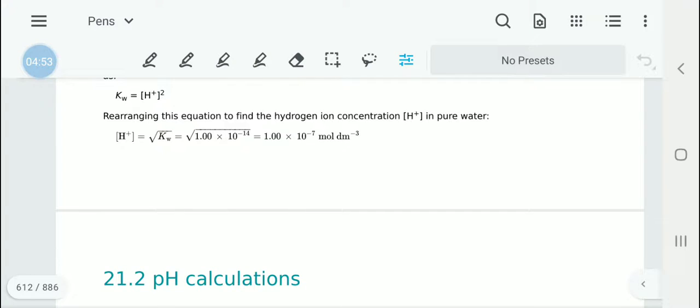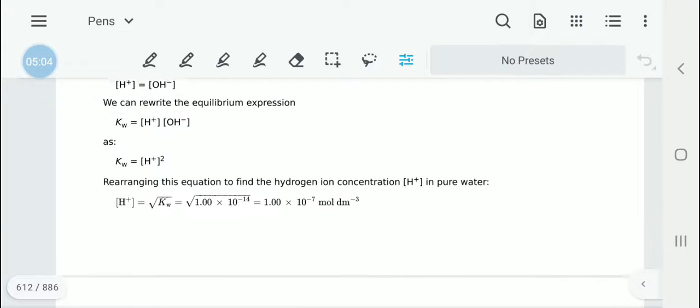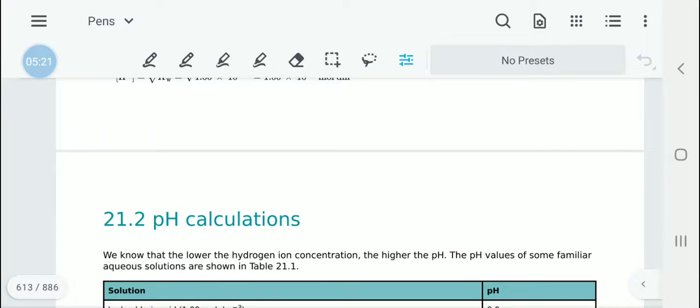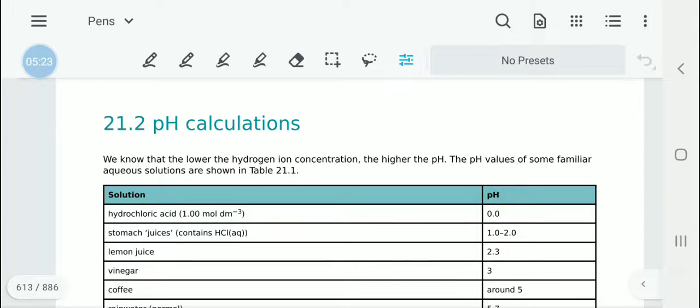Then if you rearrange and put that value in, we know the Kw value, that is a multiplication of those two. If you take the square root of that, then you will get the H plus ion concentration to be 1 into 10 to the power minus 7 mole per cubic decimeter. That is the H plus ion concentration in pure water. So if we know the H plus ion concentration of anything, we can calculate the pH value, and thereby we can get an understanding as to whether it is an acid or a base.